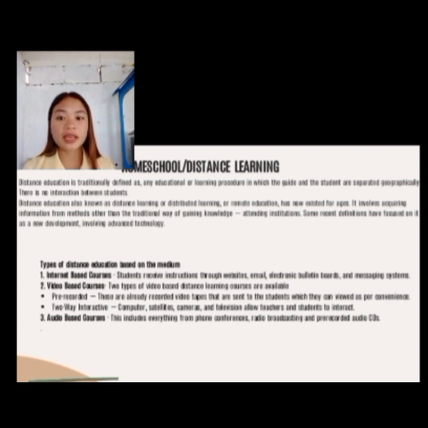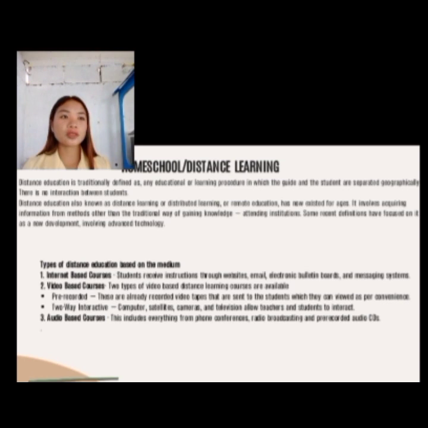So first is internet-based courses. Students receive instruction through websites, emails, electronic bulletin boards, and messaging systems. So the teacher can use the internet to inform their students, and the students can receive instruction through emails or messengers in the group chat created. So the students, the parents, and the teacher interact through internet-based courses. Next is video-based courses.